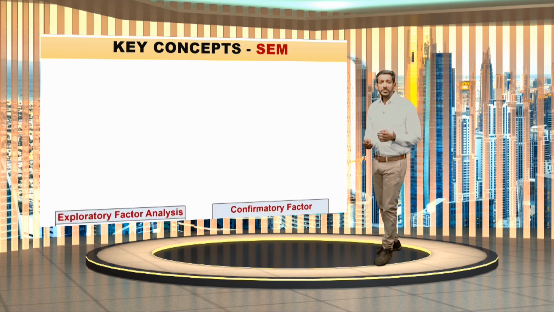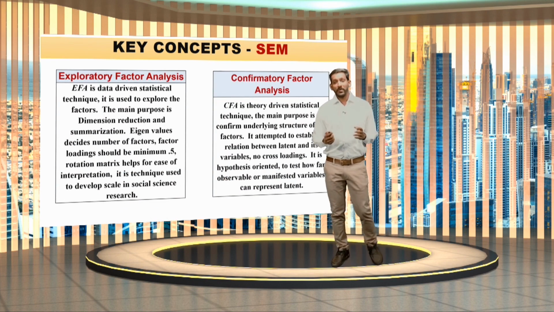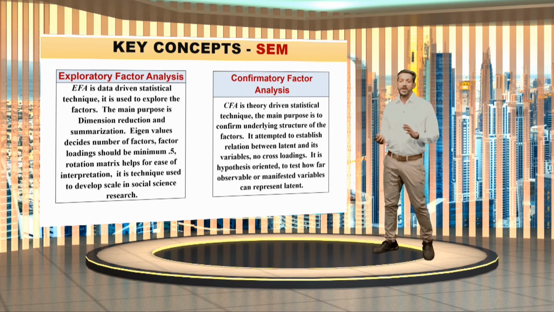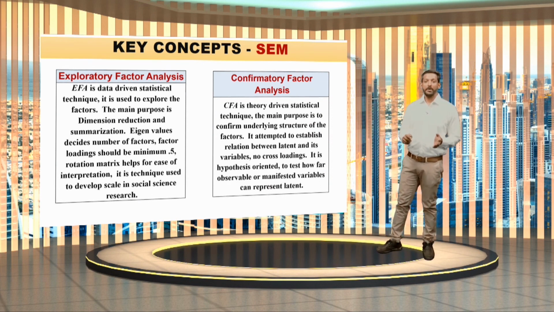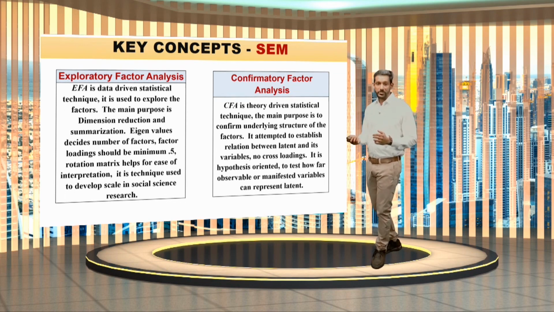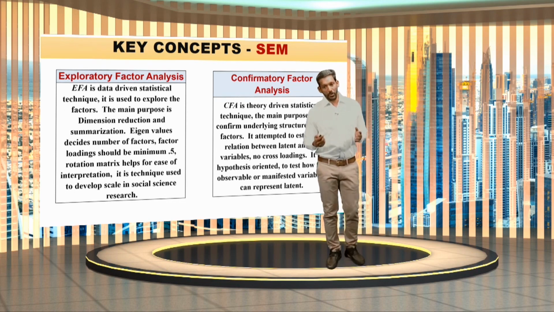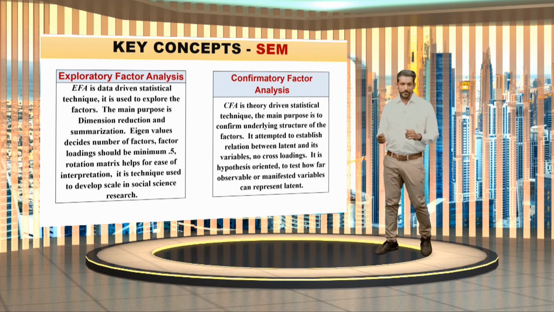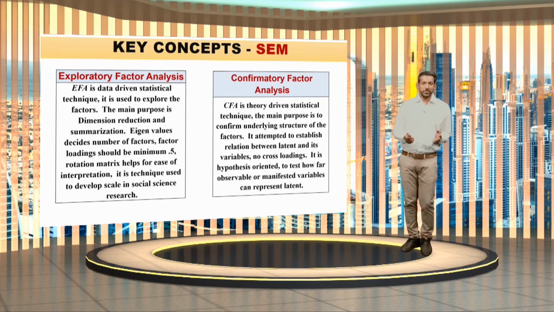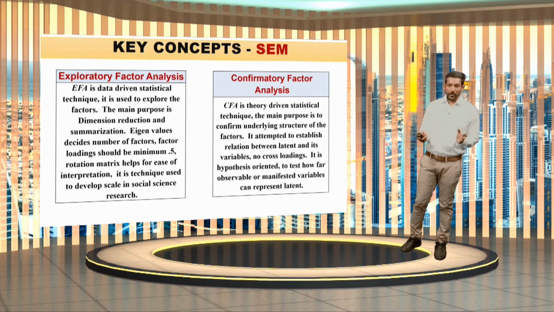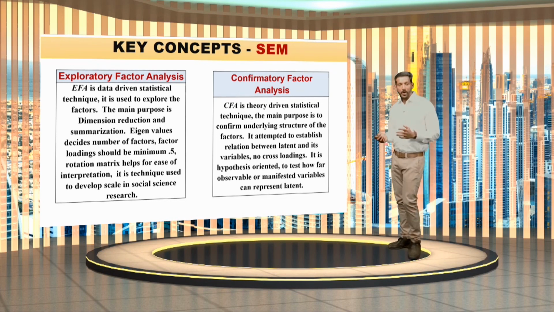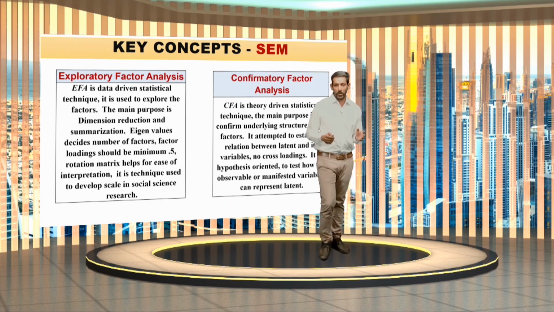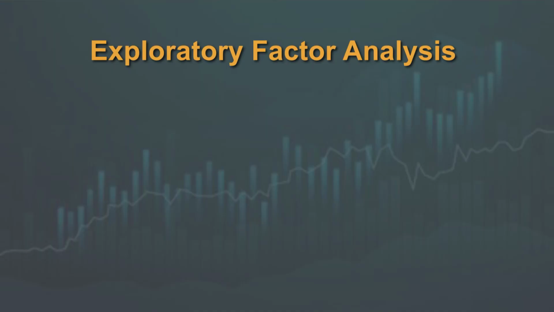The next thing is, as we are aware, SEM is a combination of factor analysis and path analysis. In other words, SEM is a combination of a measurement model and a structural model. So, the first thing we should understand is that there are two types of factor analysis in SEM. One is exploratory factor analysis, the other is confirmatory factor analysis.